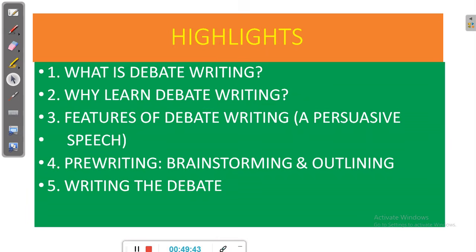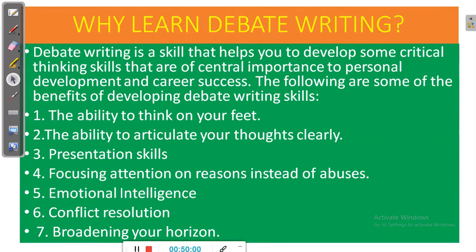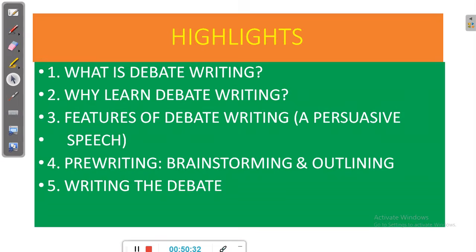Now, by way of recapping, we looked at what debate writing is about, and we looked at why we should learn debate writing. Of course, it is also important for us to look at those benefits we highlighted. Benefits of learning debate writing: the ability to think on your feet, the ability to articulate your thoughts clearly, presentation skills, focusing attention on reasons instead of abuses, emotional intelligence, conflict resolution, broadening your horizon. Very wonderful benefits that we discussed and highlighted, and you will agree with me that they are all very important.